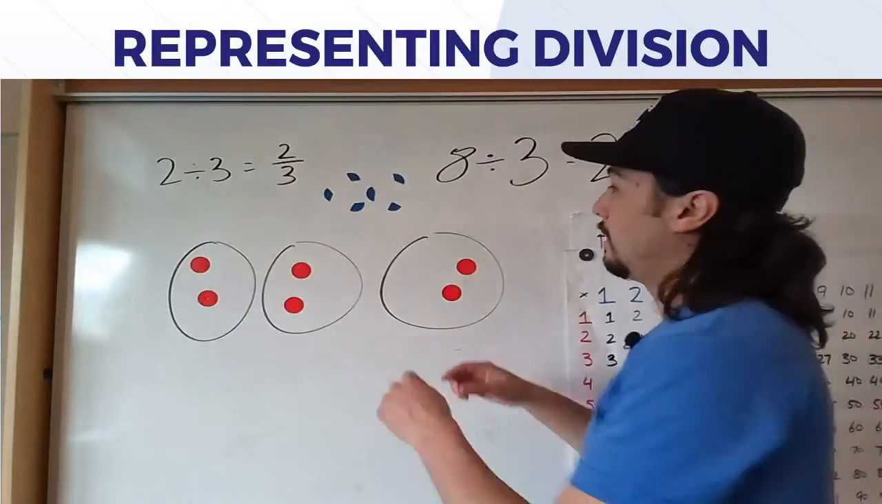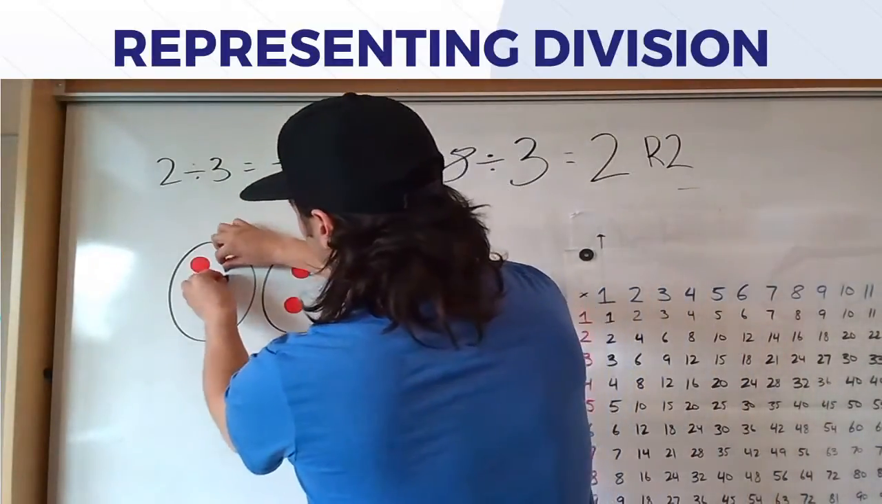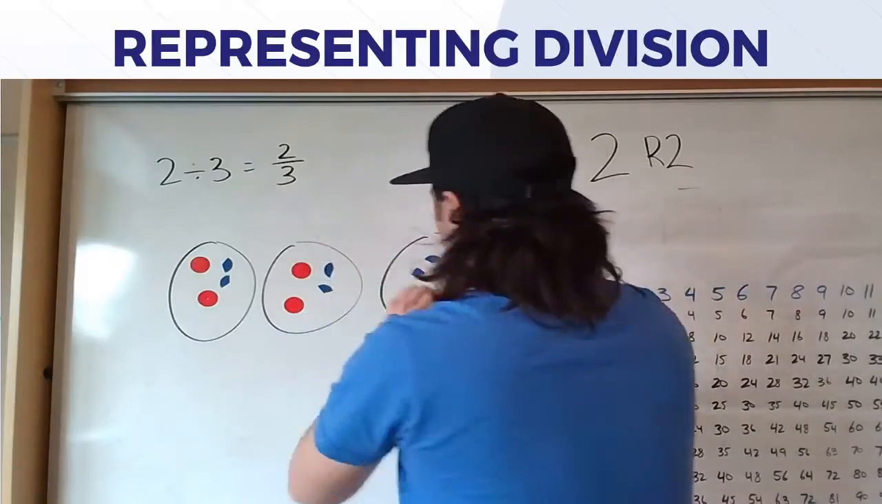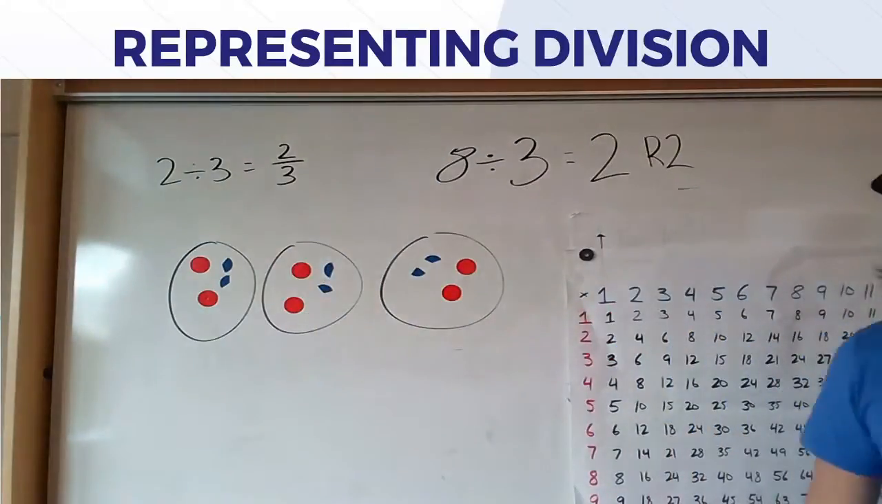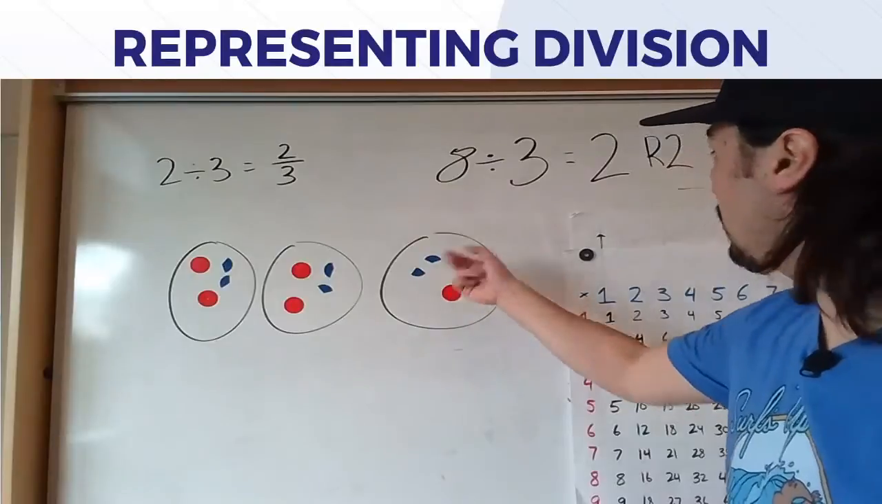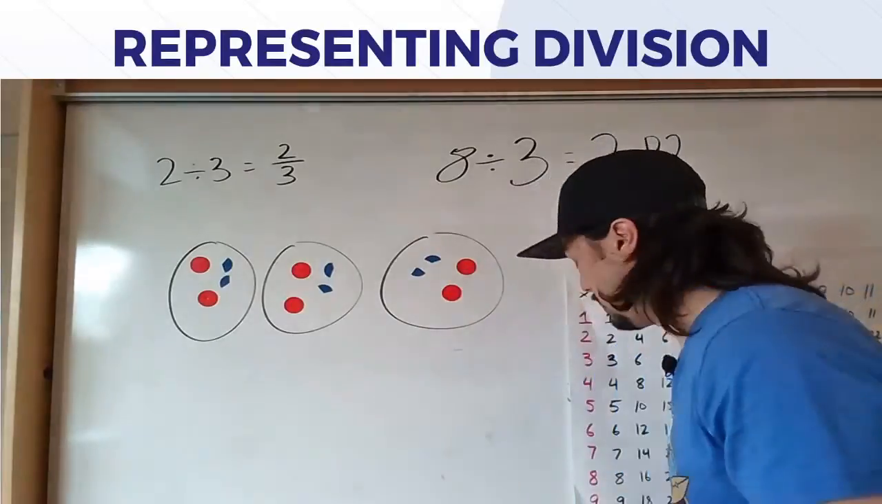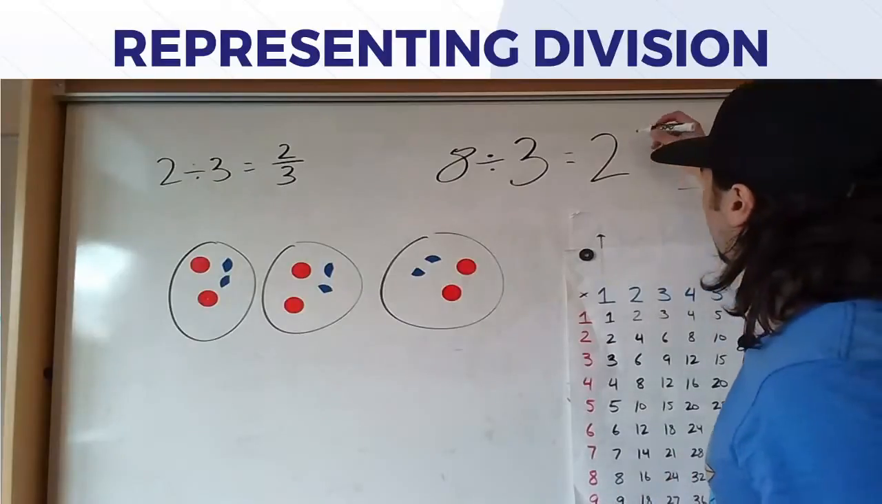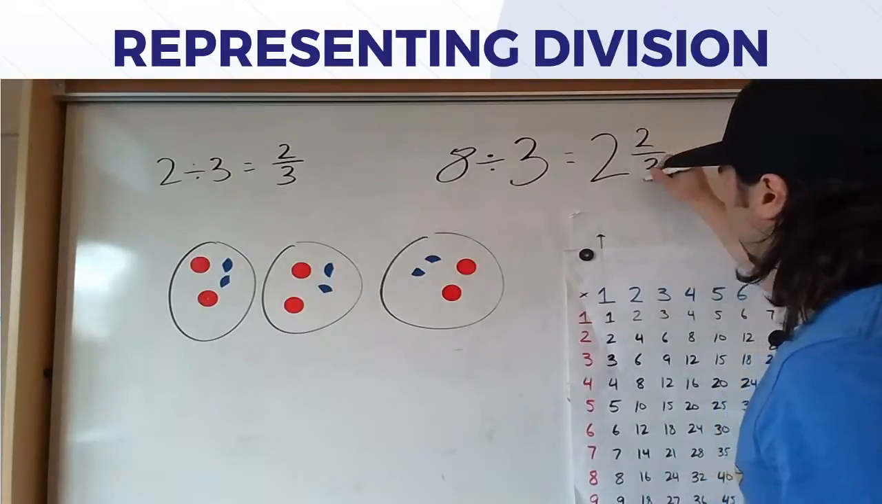Ta-da. So now if we take 2/3 and put them in each, now we've got equal groups. Now we've got 2 and 2/3 in each group. So we can give our answer as 2 and 2/3.